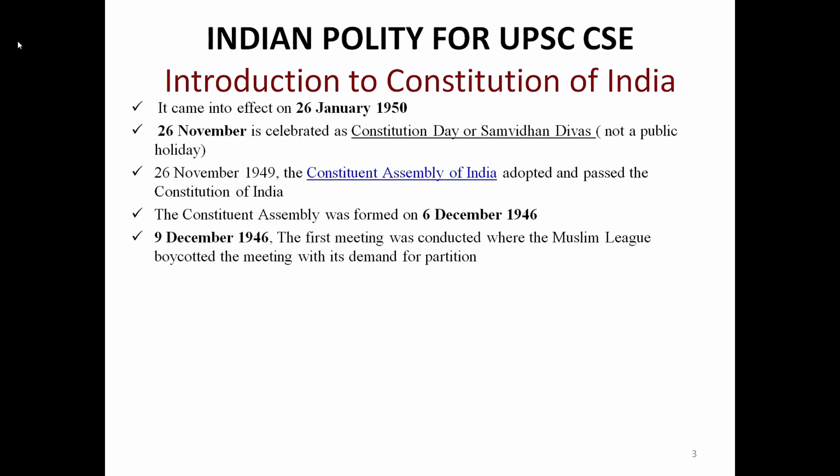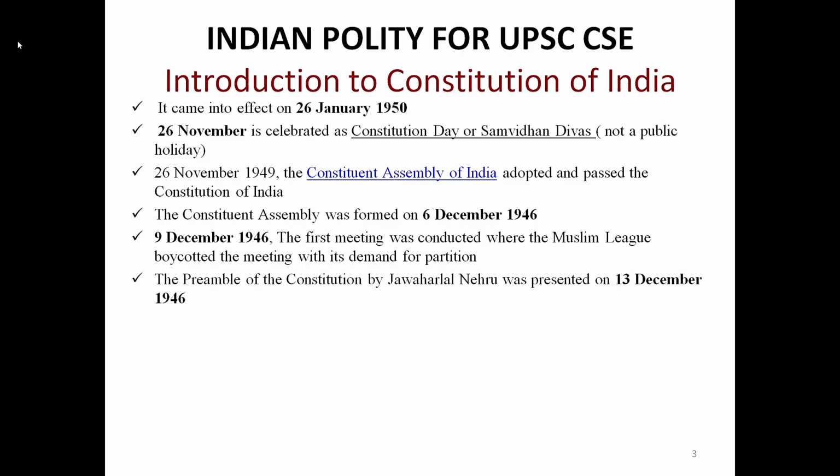On 9th December 1946, our Constituent Assembly conducted its first meeting, where the Muslim League boycotted the meeting with its primary demand for a separate land for Muslims. Therefore, on 13th December 1946, after the formation of the Constituent Assembly, Jawaharlal Nehru presented his preamble for the constitution prepared by him.